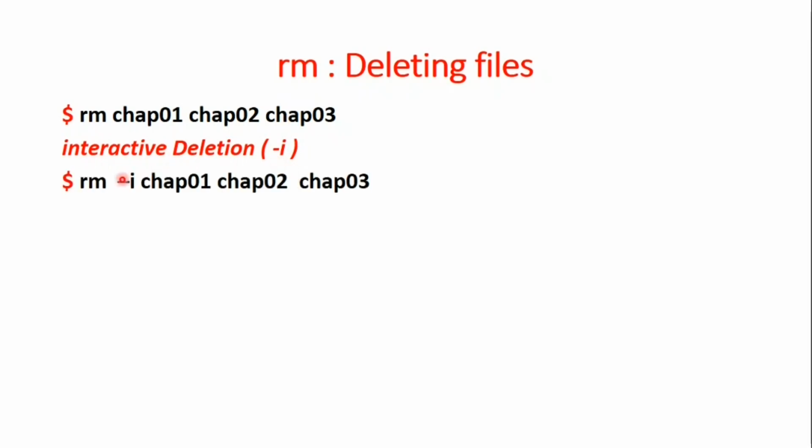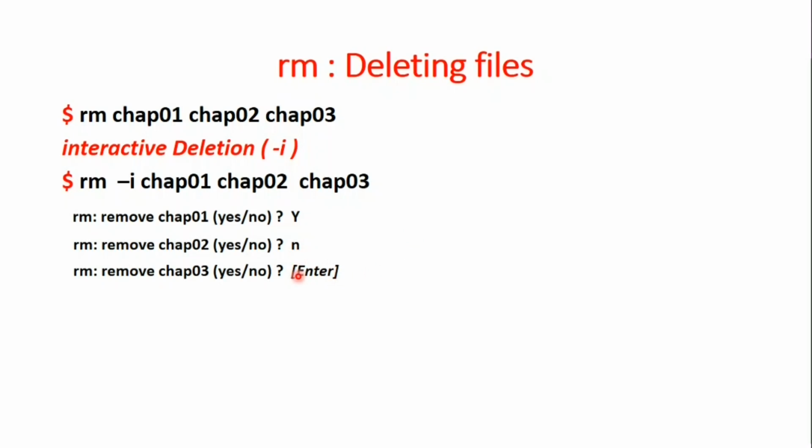So if I make use of -i in the command line, then the system will prompt a question. It will confirm with the user whether these file names need to be deleted or not. So it will have an interaction with the user, and if the user wishes to remove, he will press Y. The file chap01 will be removed in this case, and if the user presses N, then the file will not be removed. And if the user doesn't answer the question and simply ignores it by pressing enter, then the file will not be removed. So it will be the same as N.